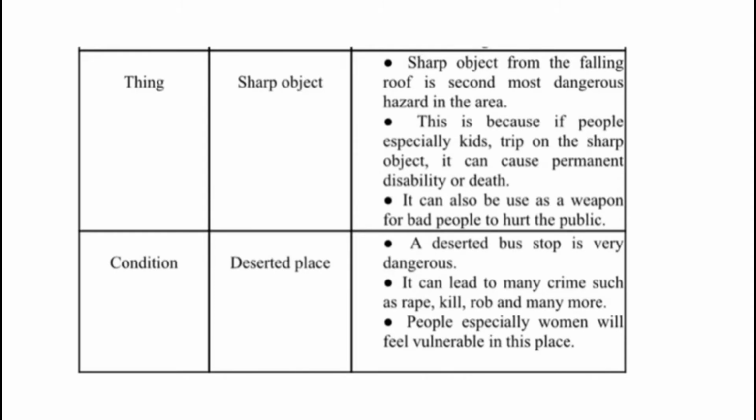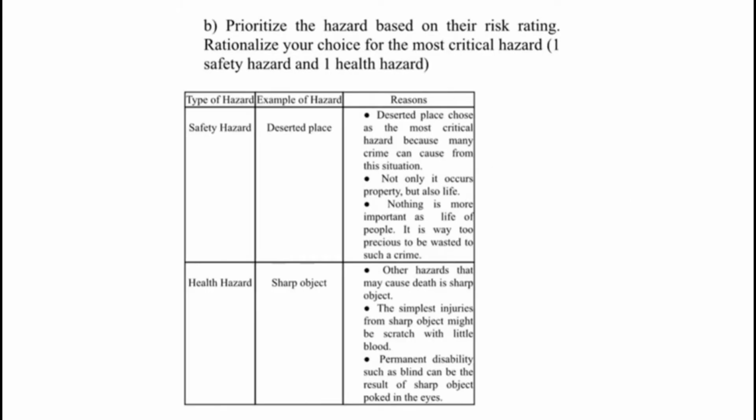The last one is deserted place. A deserted bus stop is very dangerous. It can lead to many crimes such as rape, murder, robbery, and many more. People, especially women, will feel vulnerable in this place. This table shows the prioritized hazards based on their risk rating, with reasons included.